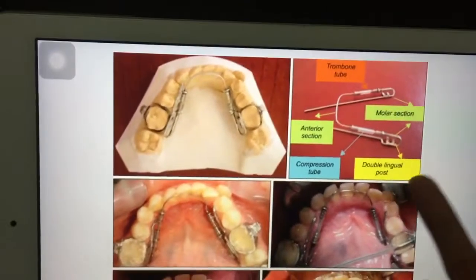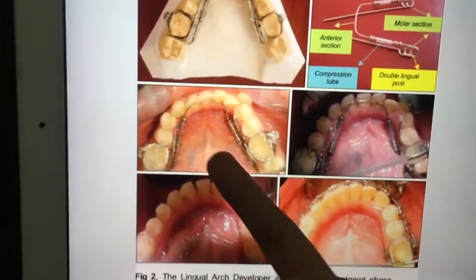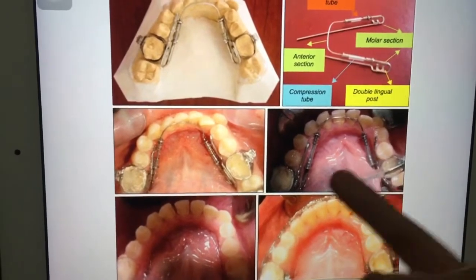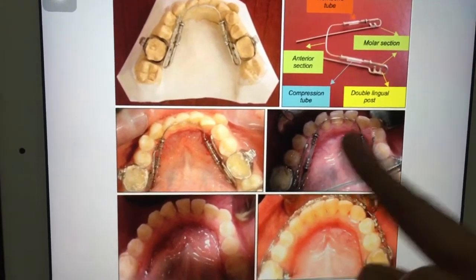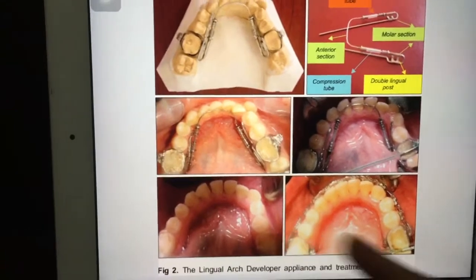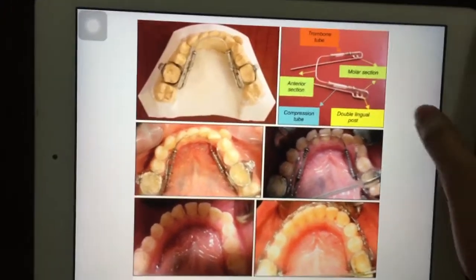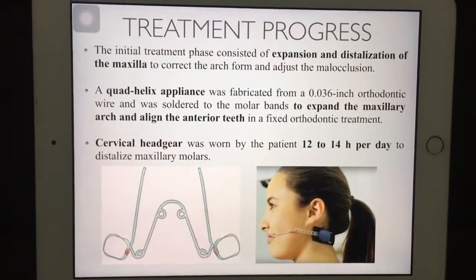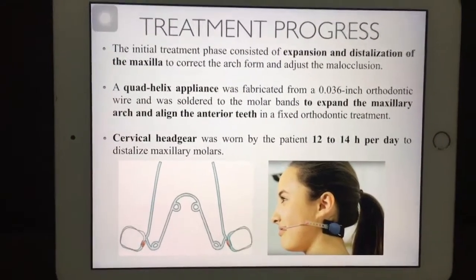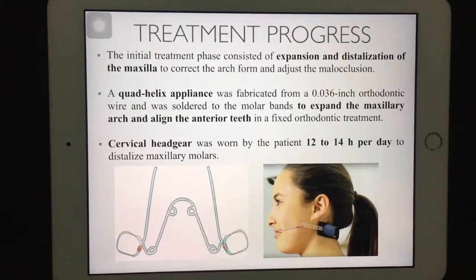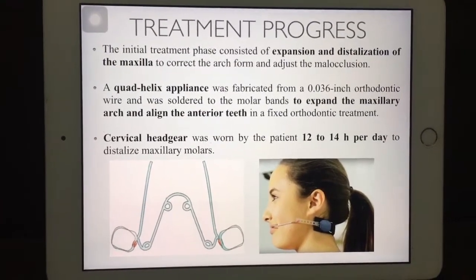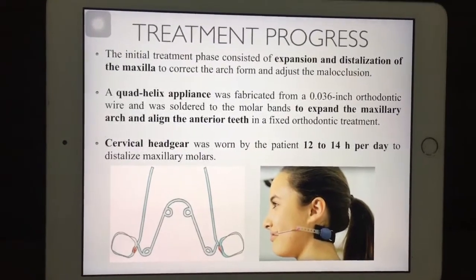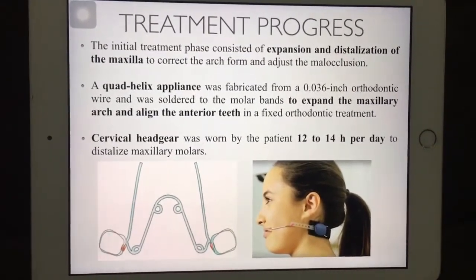So ito yung mga parts ng trombone. And then here, medyo developed na yung pagka-expand ng arch niya. Okay. So, treatment progress. Initial treatment phase consisted of expansion and distalization of the maxilla to correct the arch form and adjust the malocclusion. So, in the maxillary area, gumamit ng quad helix appliance.